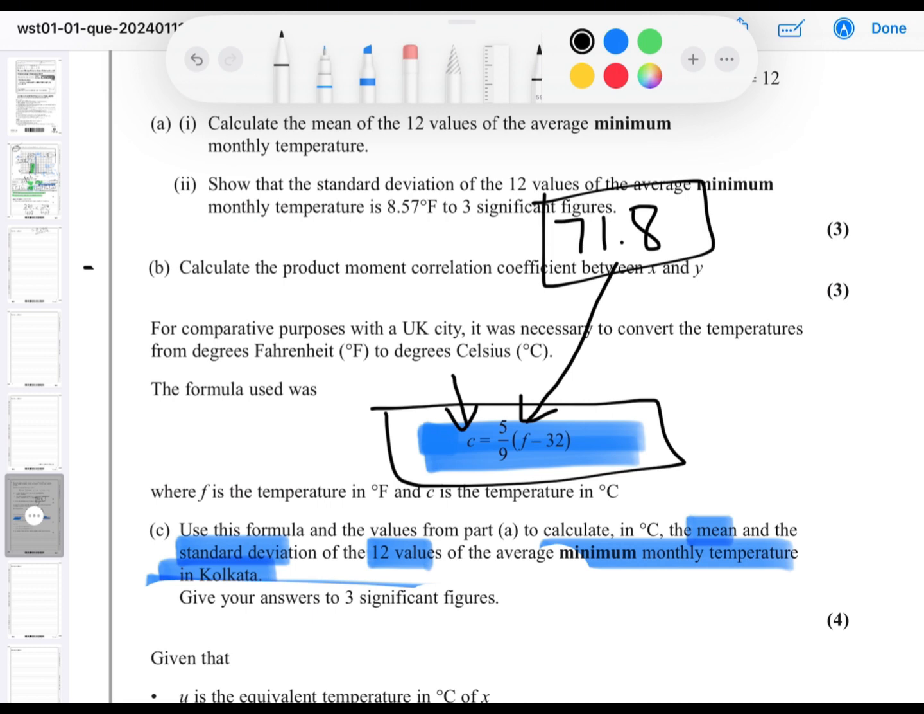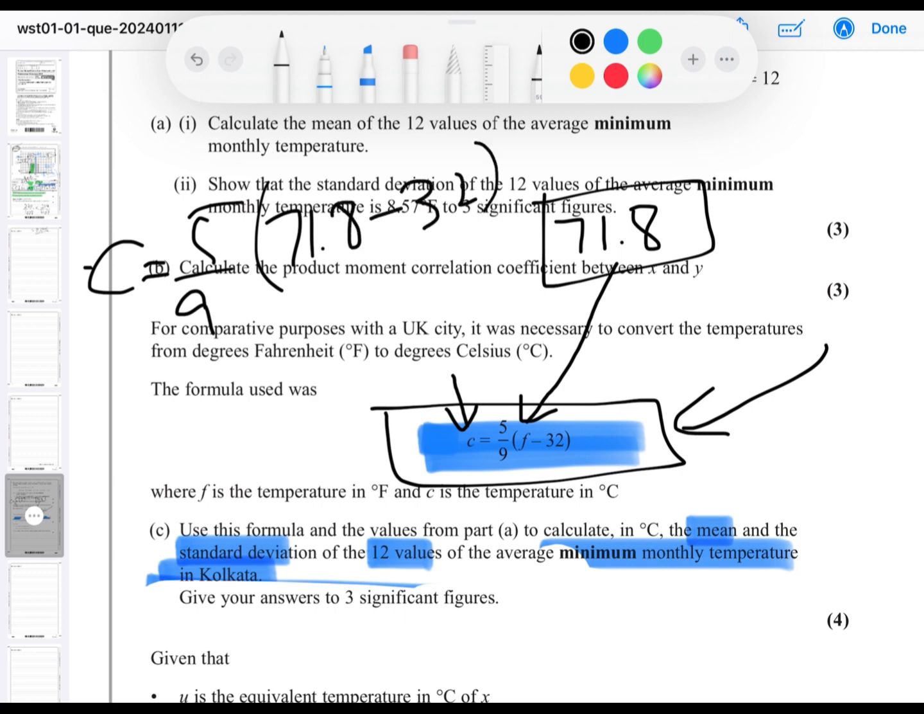The mean of the Fahrenheit was 71.8, which was calculated in the first part. Now we're putting it in this formula, which serves as a conversion, so we will get the mean in centigrade. So I'm putting in 71.8 minus 32, and by putting this in the calculator, I got 22.11. Now going for the standard deviation.